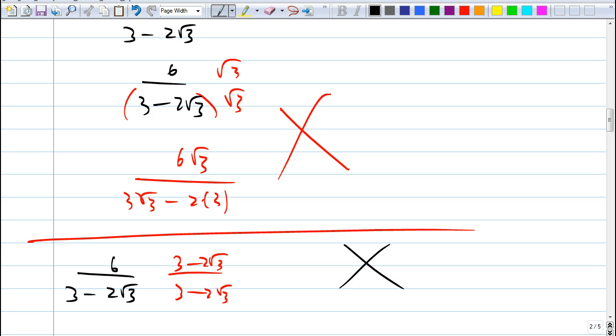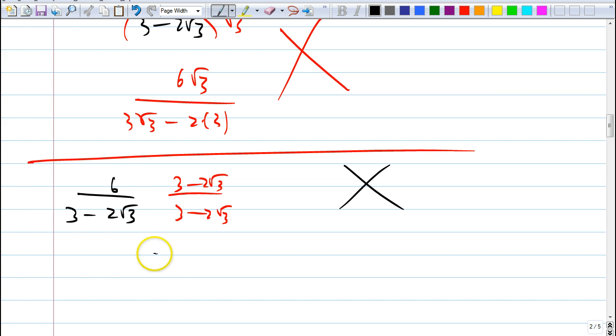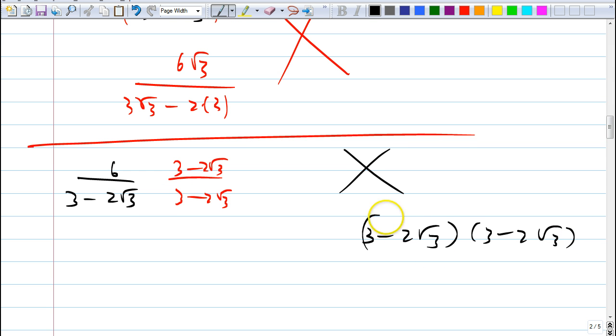Okay, if you do this, it will not work either. Why not? Anybody see why it won't? On the numerator you get 6 times 3 rad, and you can multiply that out, but when you do 3 minus 2 rad 3 times 3 minus 2 rad 3, will the middle term cancel out? No.